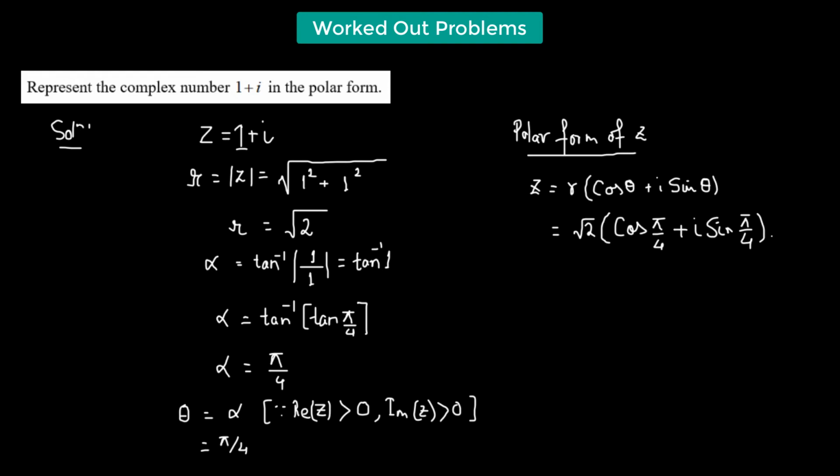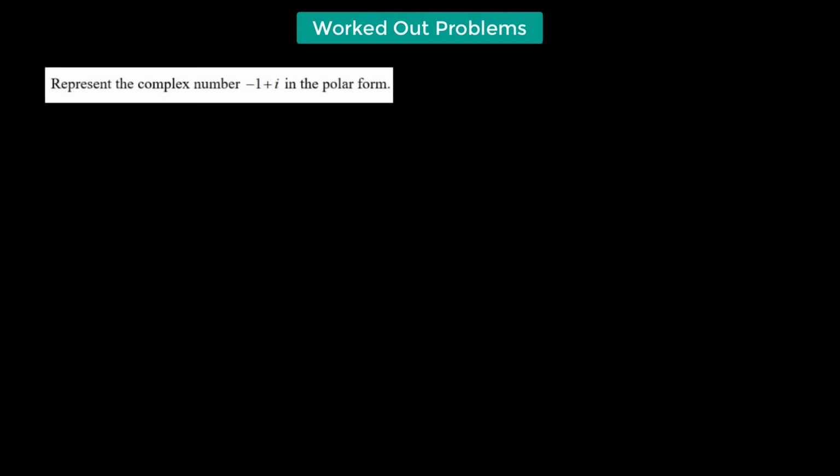Let's do another problem. Here in this question we have a complex number -1 plus i, and we have to represent it in the polar form. So let us begin by first assuming that our complex number is given by z equals -1 plus i. Then we'll find the value of r, which is the absolute value of z, and that is the square root of the real part, which is -1 squared, added to the imaginary part, which is 1 squared, and that gives us the square root of 2.